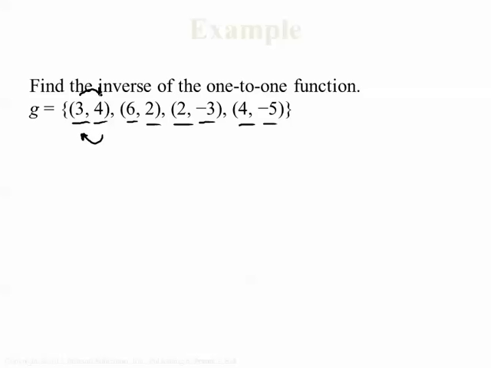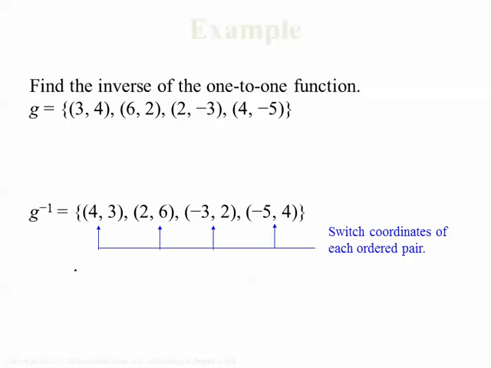You know, switch and switch, for every single point that there is. And that new thing would be called the inverse. So since it's currently called the g function, we would call the inverse g to the negative 1 power, g inverse. Let me show you. So g inverse is going to be the set of these 4 points: (4, 3), (2, 6), (-3, 2), (-5, 4).